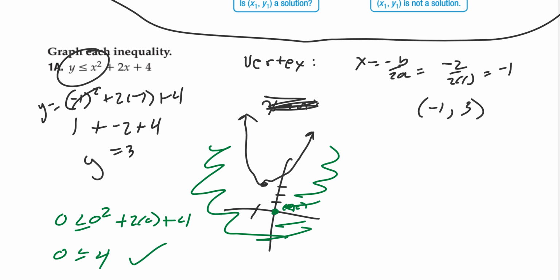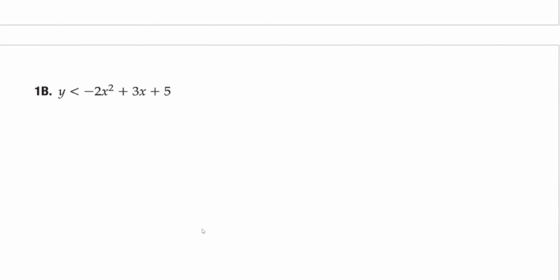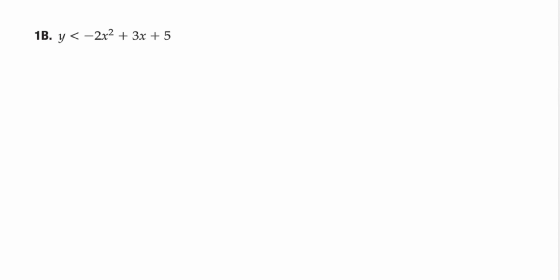So just like before, we graph it, find the vertex, graph it, and then if it's in proper notation, you can go less than, below, greater than, above. If not, you can always do a test point. Either way works. Let's do another one here.